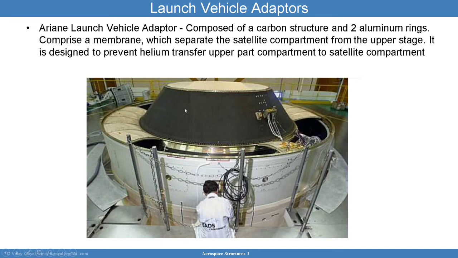Here's an example of a payload adapter. In this case, this payload adapter is composed of a carbon structure and two aluminum rings. It comprises a membrane which separates the satellite compartment from the upper stage, and it is designed to prevent helium transfer from the upper part compartment to the satellite compartment. So that's why the thin membrane is installed.